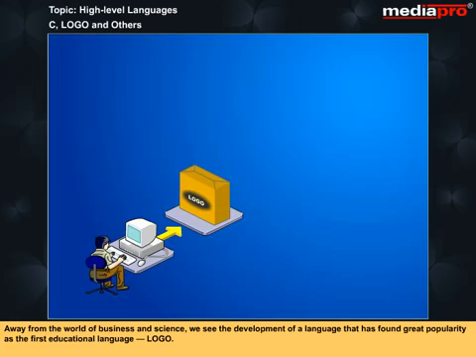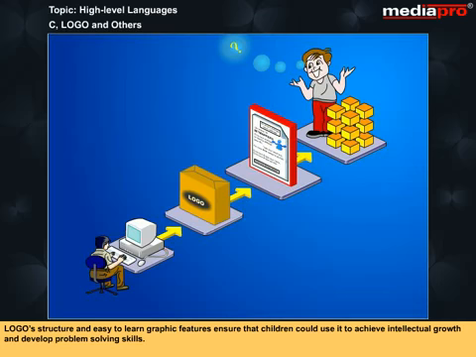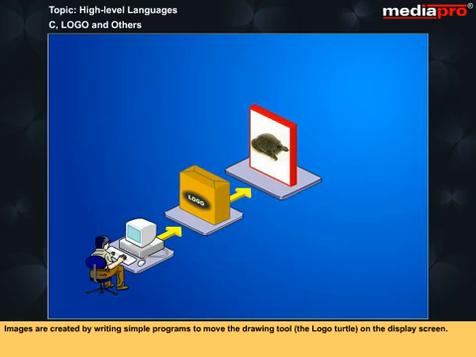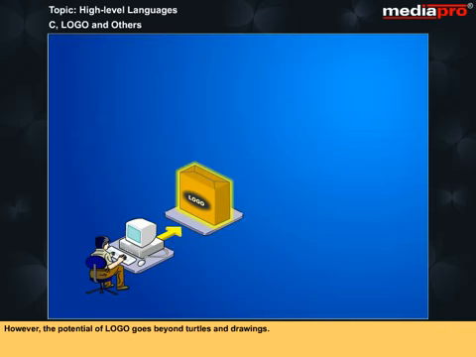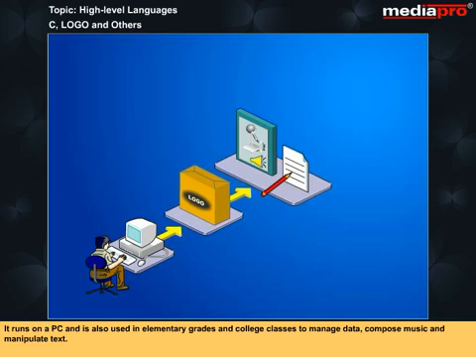Away from the world of business and science, we see the development of a language that has found great popularity as the first educational language, Logo. Logo's structure and easy-to-learn graphic features ensured that children could use it to achieve intellectual growth and develop problem-solving skills. Images are created by writing simple programs to move the drawing tool, or the Logo turtle, on the display screen. However, the potential of Logo goes beyond turtles and drawing. It runs on a PC and is also used in elementary grades and college classes to manage data, compose music, and manipulate text.